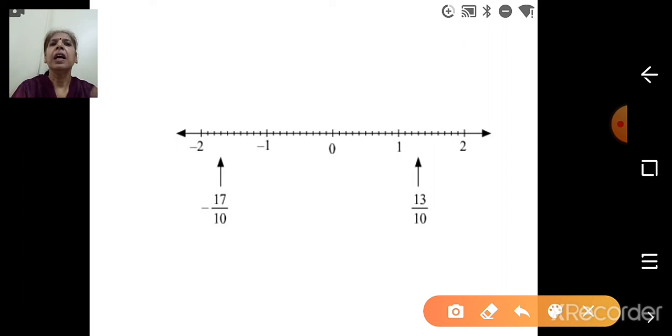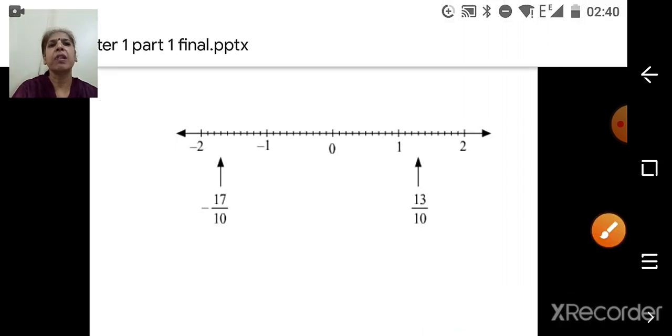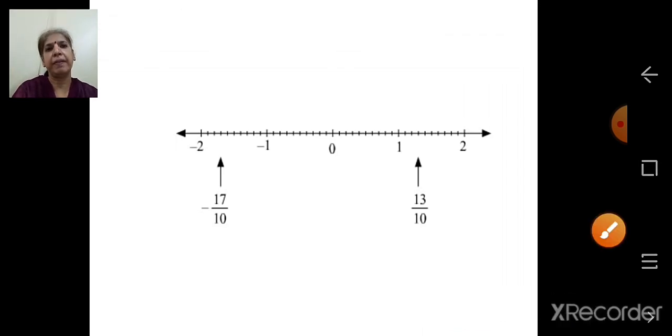Similarly, on the negative side, 17 upon 10. As you know, negative 1 is nothing but 10 upon 10. So after that you take the 7 points and your answer is negative 17 upon 10. So this way we have to show the following numbers on a number line. And all of these you have to do on separate number lines, draw neatly and do.